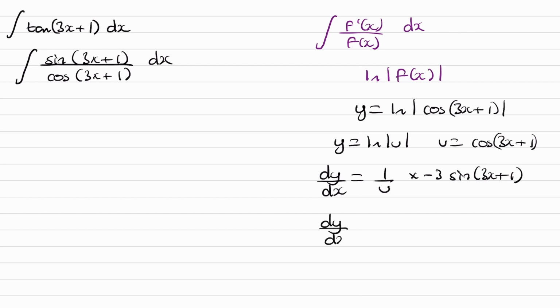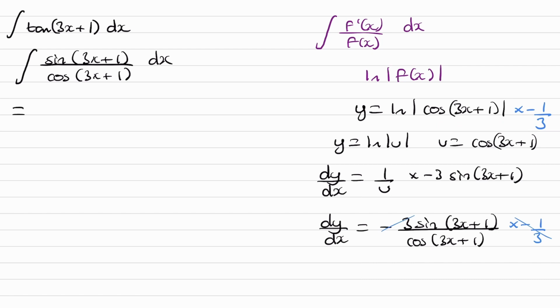Simplify this. This then becomes minus 3 sine of 3x plus 1 all over u, which is cos of 3x plus 1. Okay, so this is almost exactly what we have here, but off by a factor of minus 3. So let's multiply what we have here by minus a third, which carries through to the end and cancels out with the minus 3 that we have here. And now this will differentiate to make this, and therefore this integrates to make this. This is now minus a third of ln of cos of 3x plus 1.